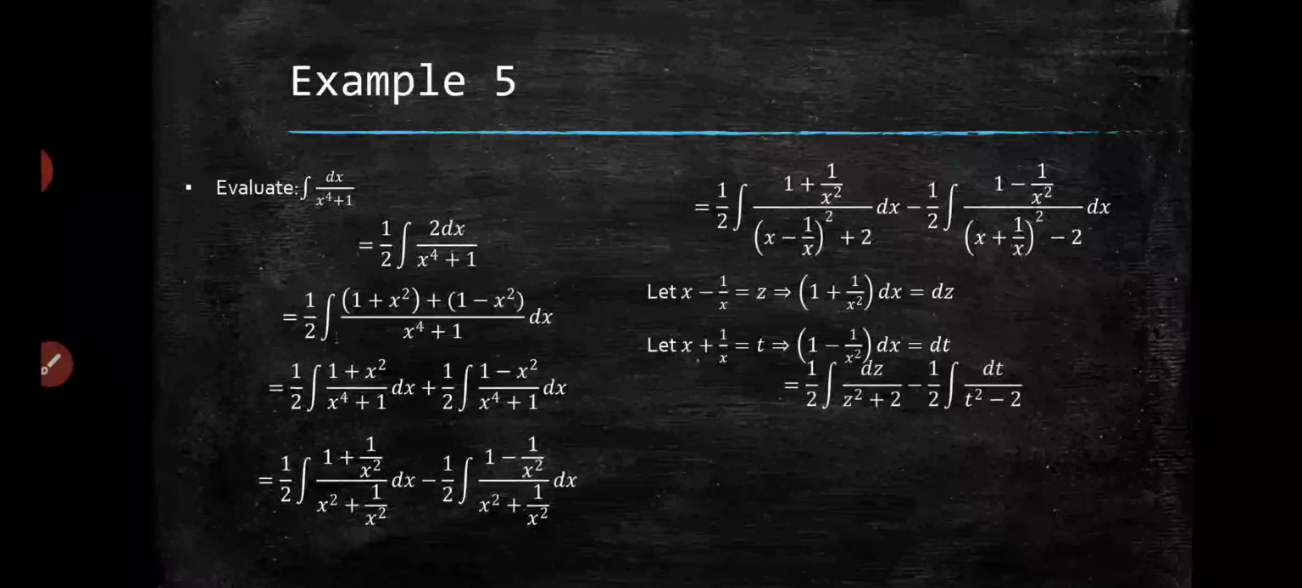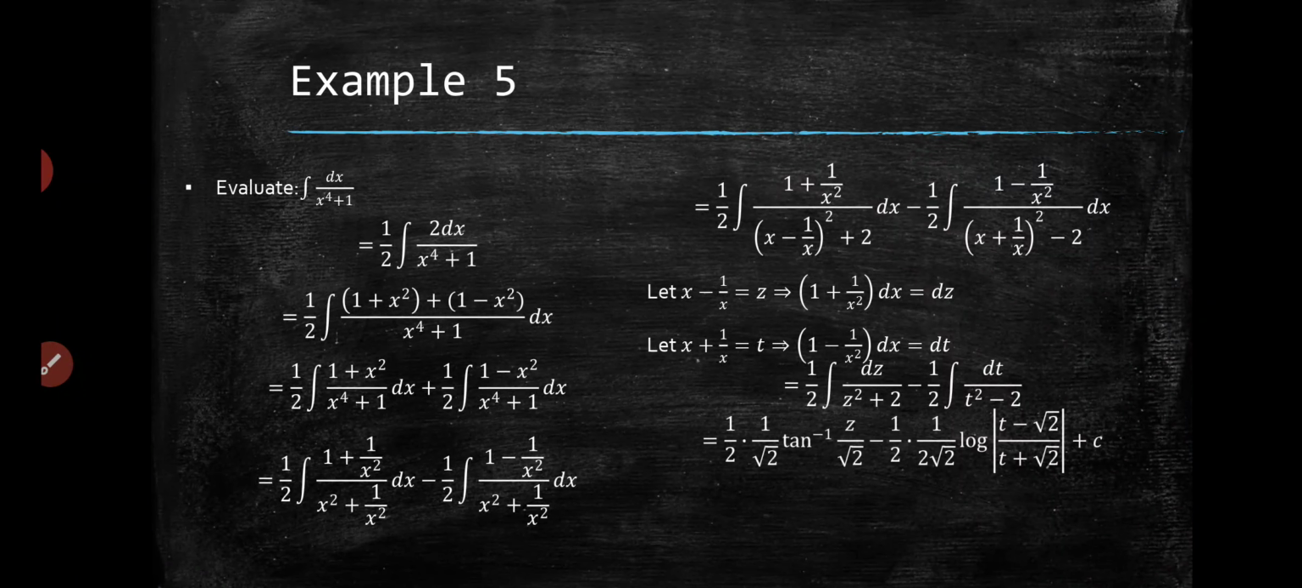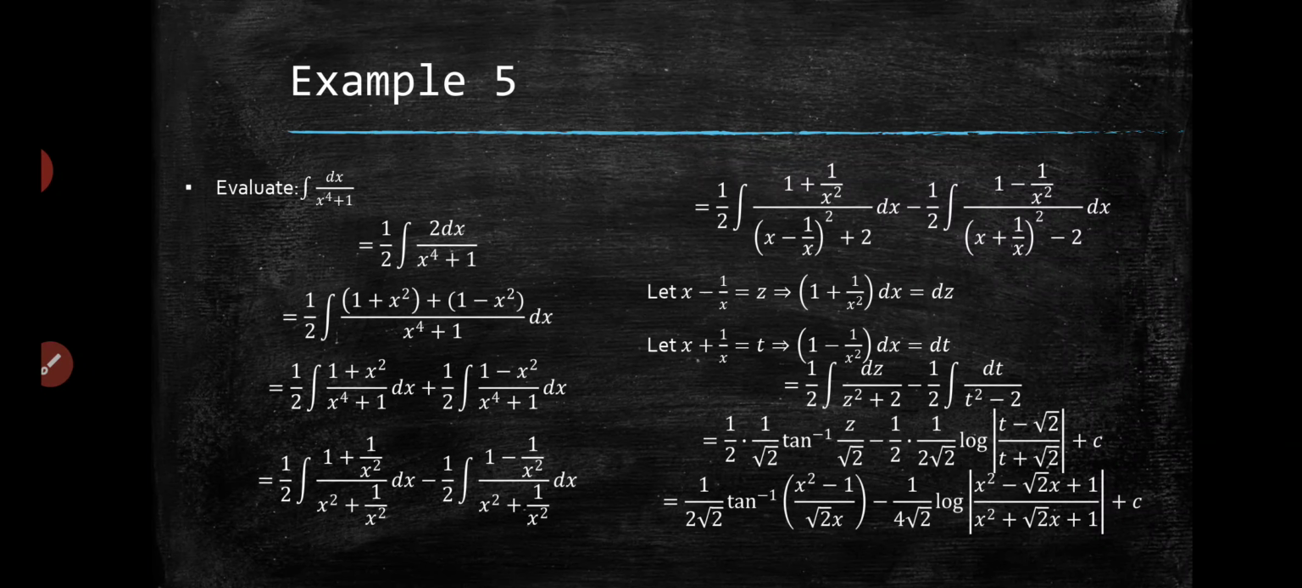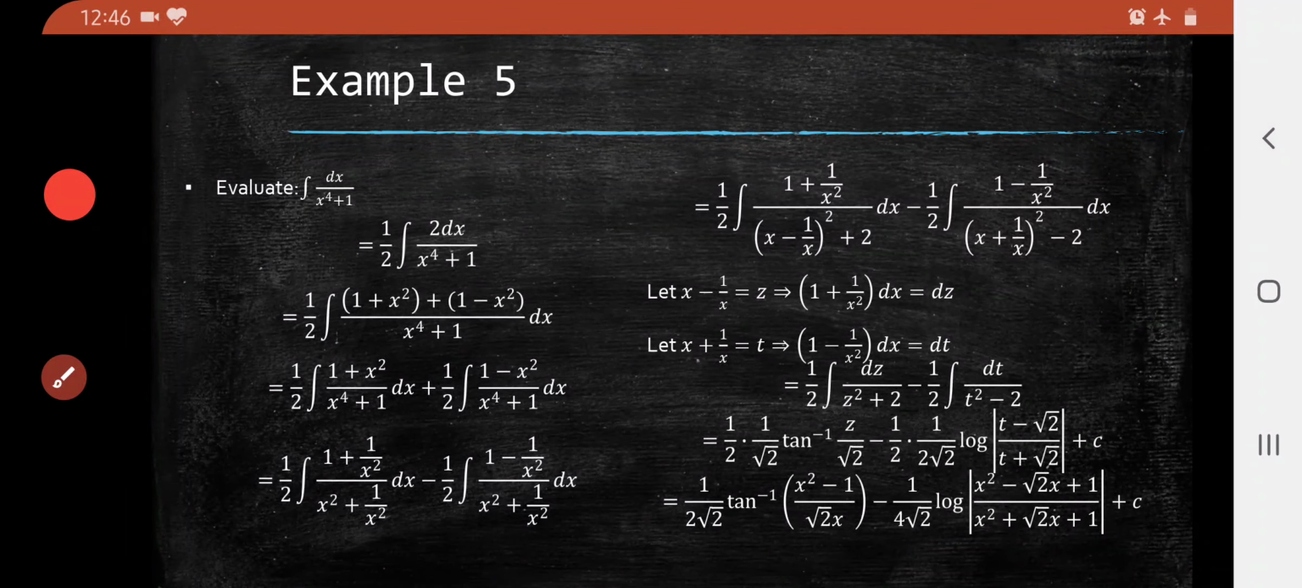Then our integration reduces down to half of dz by z square plus 2 minus half of dt by t square minus 2. So the integral of dz by z square plus 2 is 1 by root 2 tan inverse z by root 2, and dt by t square minus 2 is 1 by 2 root 2 log of mod of t minus root 2 by t plus root 2 plus c. Now let us put back the values of z and t and calculate. If we do so, we get this as the answer. This problem can be solved in various ways, but this is the shortest way of solving. If you try solving using partial fraction, it can just take you ages to solve.